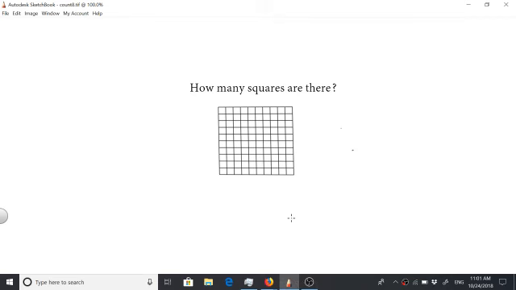In this lecture, we'll discuss counting problems in geometry. For example, we're going to look at this question: how many squares are there in this picture? Before we start, let's again start with a warm-up problem.